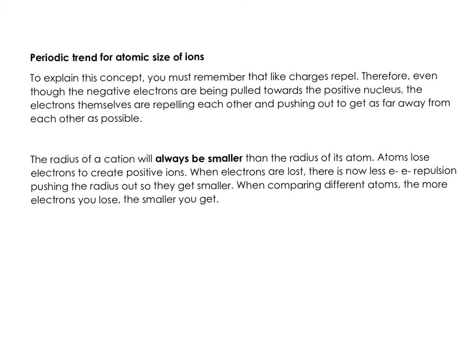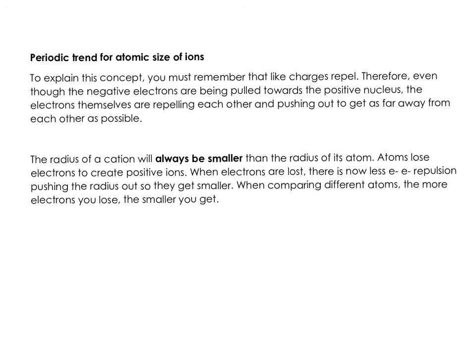Okay, so this is the very last thing we have to talk about in terms of periodic trends. This has to do with the special case of periodic trends for atomic size for ions. These, of course, are atoms that have gained or lost electrons. To explain this concept, you have to remember, like charges repel. So electrons will repel each other, and protons will repel each other. Therefore, even though negative electrons are being pulled towards a positive nucleus, the electrons themselves are repelling each other, pushing out to get as far away from each other as possible.